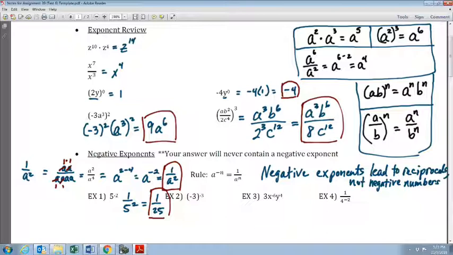On number 2, we're going to do the same thing. It's going to be 1 over negative 3, my base, to the positive 3 power. And negative 3 times negative 3 times negative 3, we're going to get 1 over negative 27. We normally don't leave a negative in the denominator. Let's move it out front. So the answer is negative 1 over 27.